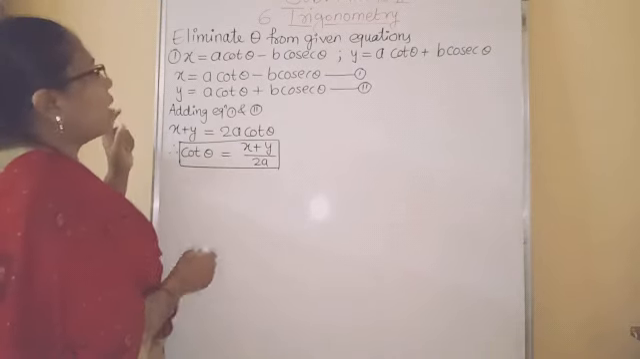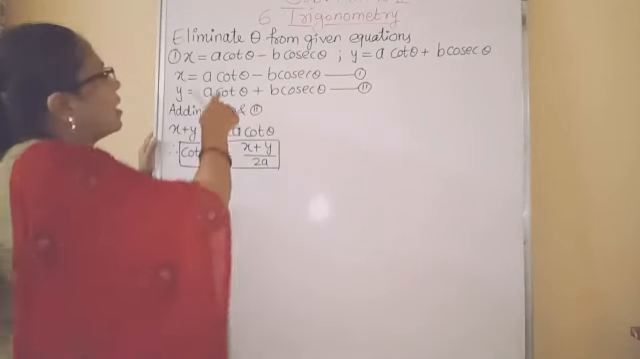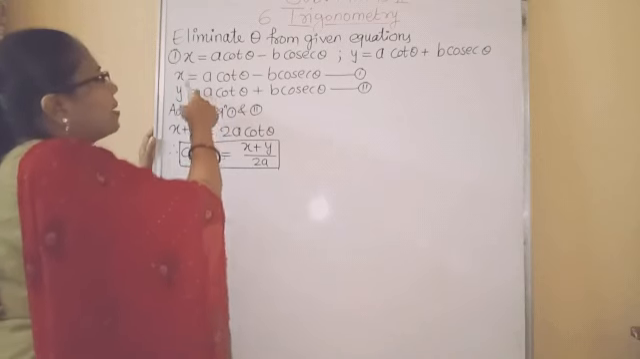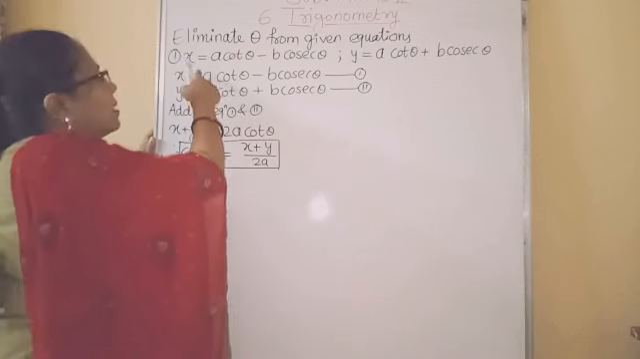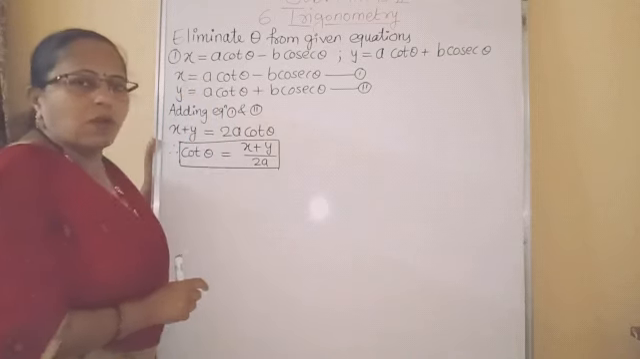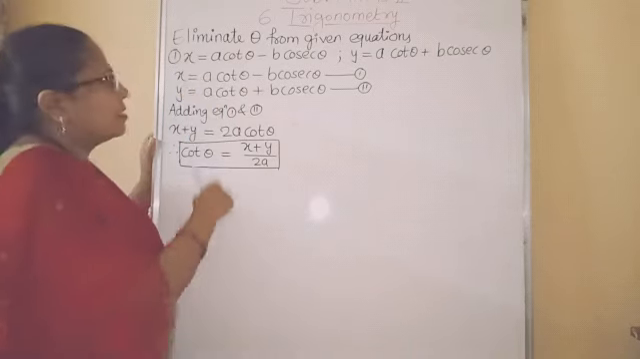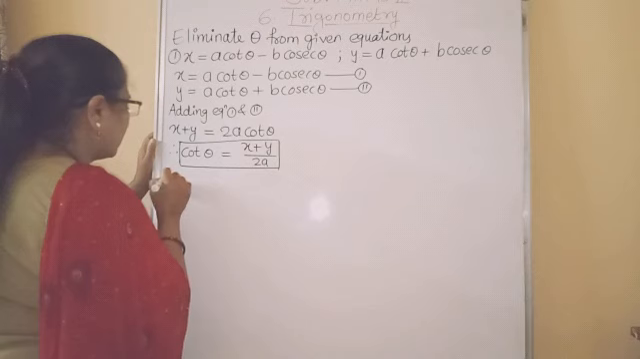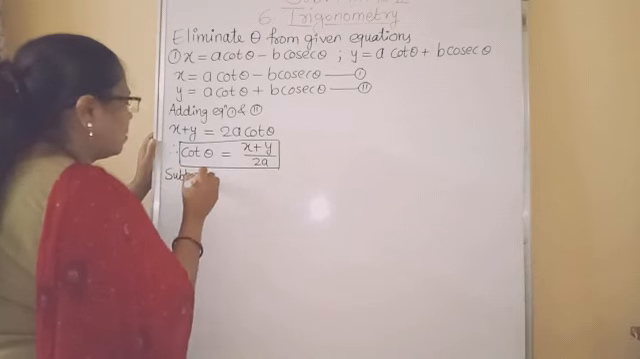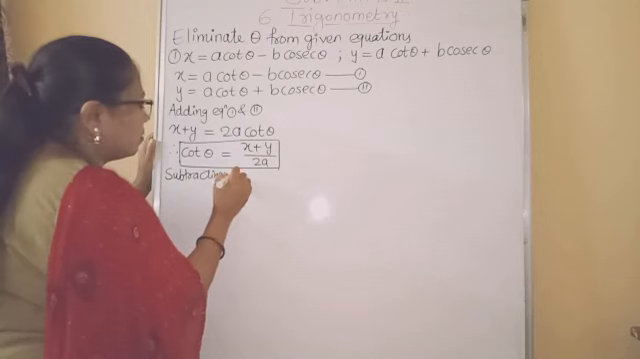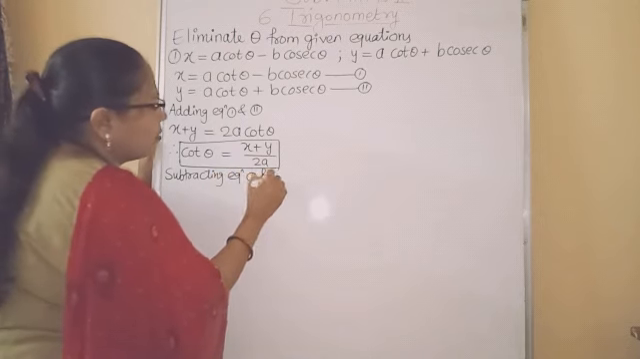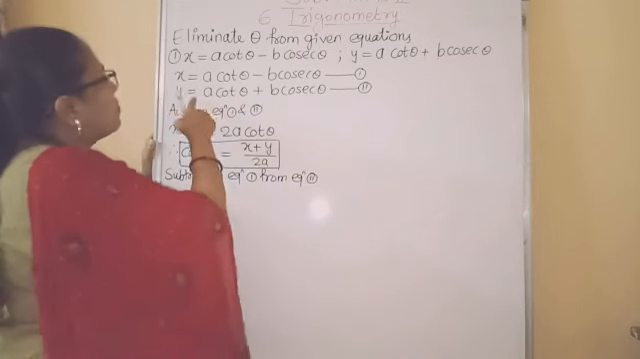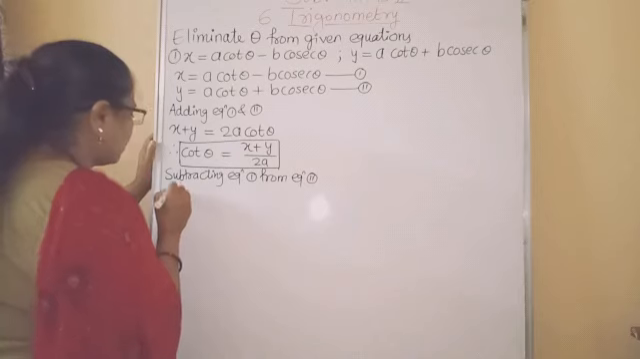Followed? So this way we got the value of the first trigonometric ratio. Okay. Now we have to find cosec theta. So for that we have to eliminate cot theta. Now cot theta also has the same coefficient, but with the same sign, plus plus. So what we will do? We will subtract. So subtracting equation 1 from equation 2.